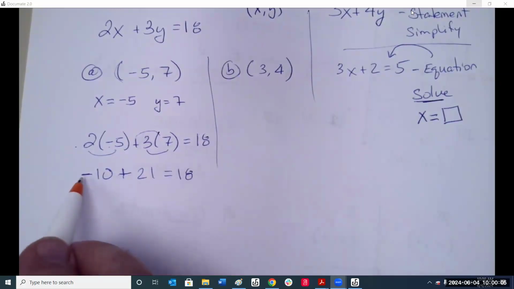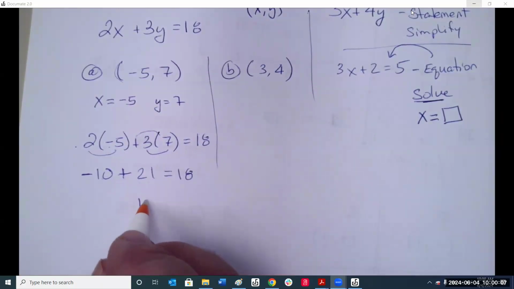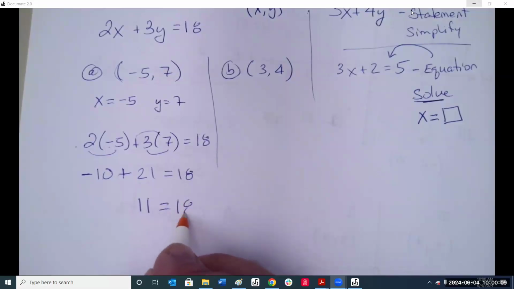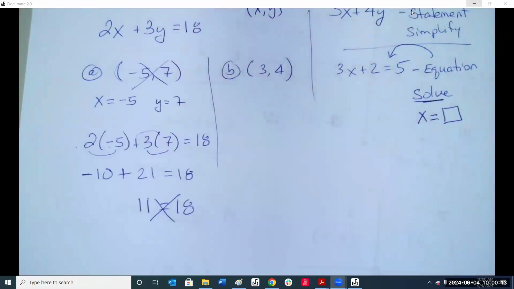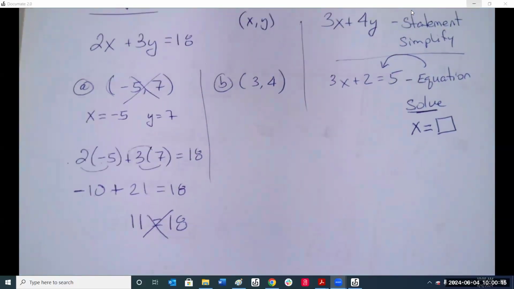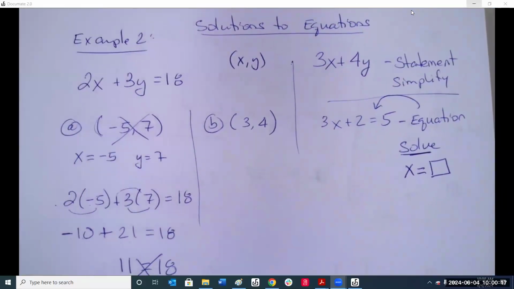What is 21 minus 10? Does 11 equal 18? So that's not a solution. It's not a solution, which means that point is not on the graph.